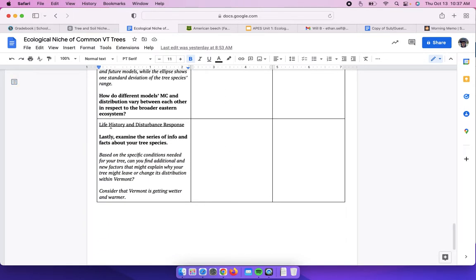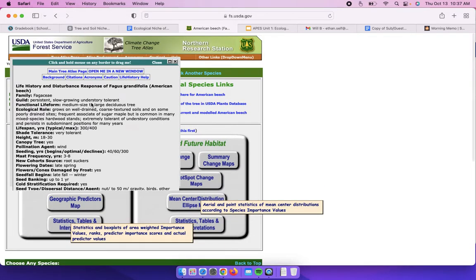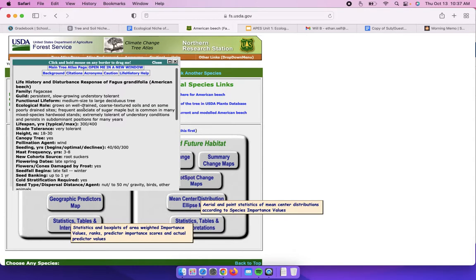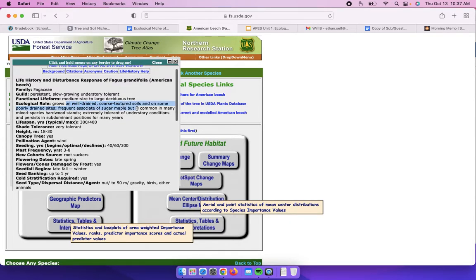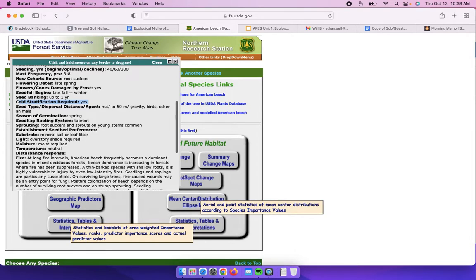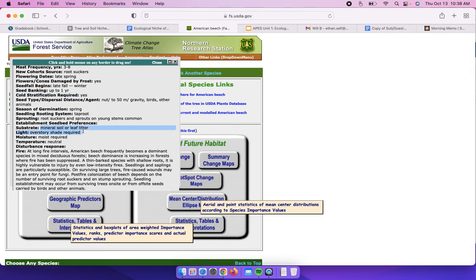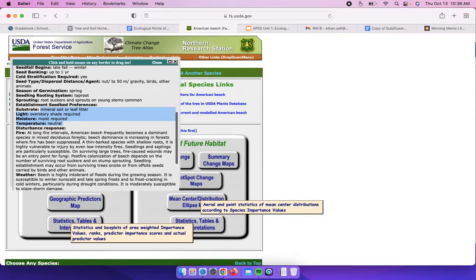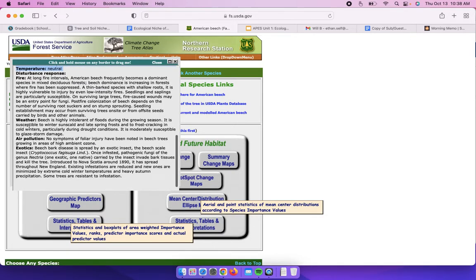We can look lastly at the life history and disturbance response. And with this, we can look at lots of different things that beech trees generally need. So we can talk about, for example, the type of things that they need within their niche. They need well-drained, coarse-textured soils. They flower in the late spring, which is important for the reproduction. They need cold stratification, which means they need cold nights and warm days during the spring for their seeds to germinate. They prefer this type of substrate, light, moisture, and temperature, and they respond to disturbances based on fire, weather, and exotic or invasive species as a result.